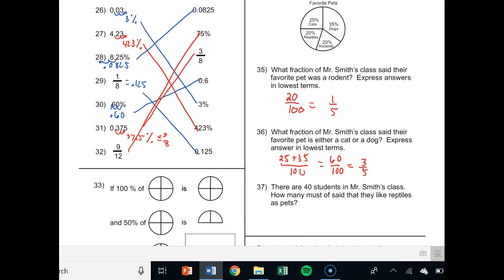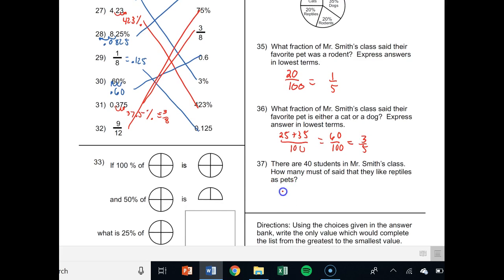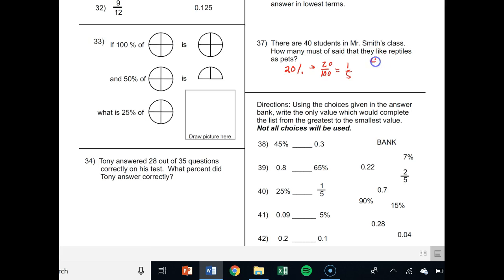There are 40 students in Mr. Smith's class. How many said that they liked reptiles? So 20%, or 20 over 100, or again 1/5 like reptiles. But that doesn't tell us how many students. So what's 20% of 40? All right. Basically, we're just doing 40 times 20%. And so how many students is that? That's 8 students. All right.